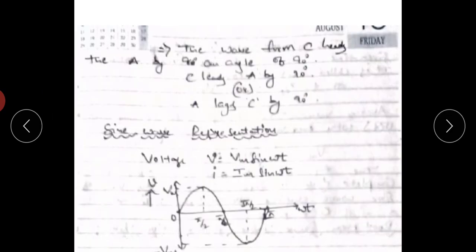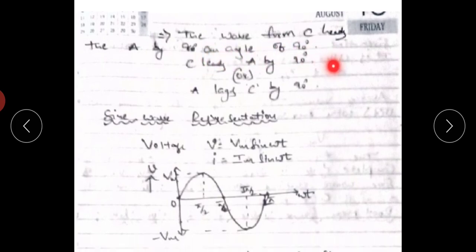Okay, next one, the relation between C and A. The waveform C leads A by 90 degrees, or A lags C by 90 degrees. So next, the B, C relation. Here C leads B by 180 degrees, or B lags C by 180 degrees. So that is the phase relation.